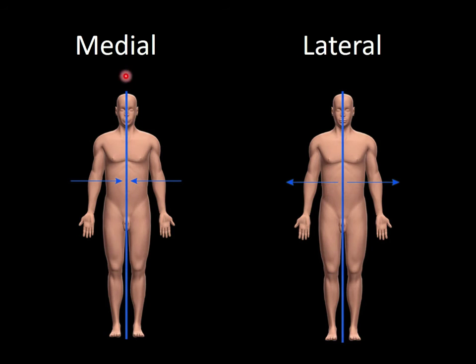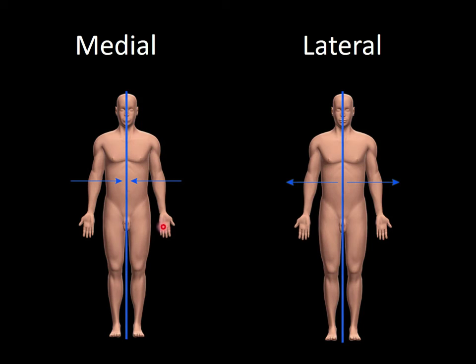Then medial and lateral. If you draw a hypothetical line across a human, anything that's closer to the midpoint, to this medial line, is called medial. Anything that's away is lateral. So we can see that the pectoralis muscles or the chest muscles are going to be medial compared to the deltoid muscle, the muscle that's going to be in the hand.